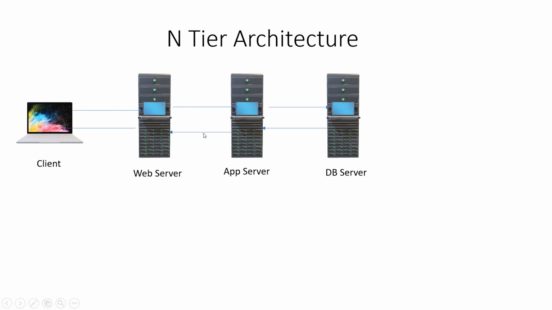Okay, so this is the entire architecture. To give the information about how the 3-tier architecture looks, in the 3-tier architecture the web server and app server can be a single machine. There could be a client, a web server and app server on the same machine, and then we can have the DB server.